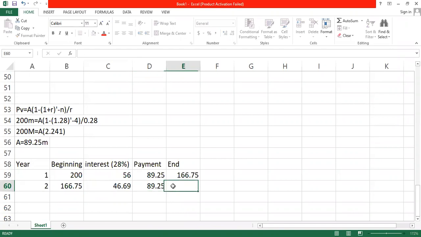89.25. So sometimes what people do is that, you see the payment over here, they can split it between interest and principal. So you can see that the interest is what? 56, isn't it? For the first year, the interest is 56, isn't it? Yes, sir. So you are paying 89.25. If you are paying interest of 56, how much will be left? If you take 56 out of the 89.25, how much will be left?